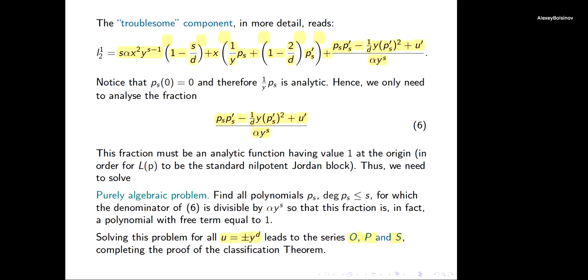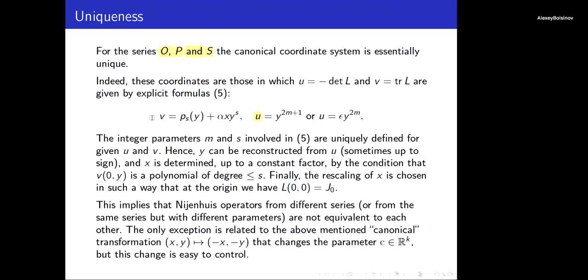And then you see what is u. u is given, and that y can be reconstructed. x can also be reconstructed, because you know that x is such that you take v, you subtract something which depends on y, and you have something linear in x. So then you just divide by u to the power s, and you will get x.